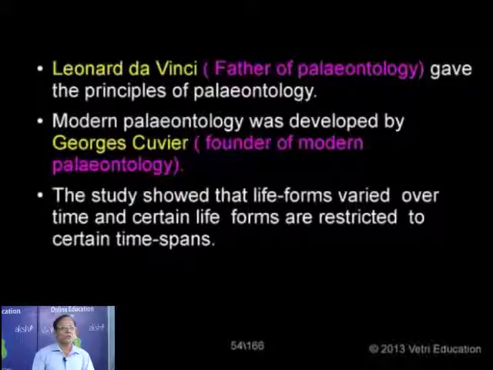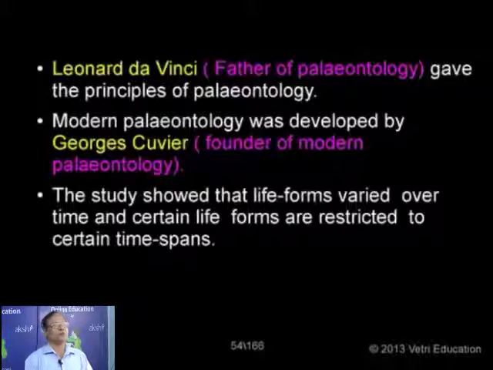When we are talking about paleontology, what did they reveal normally? We had different forms of life over a period of time, and at a certain time only specific organisms were found on the earth. That's why I gave the statement: the study showed that the life forms varied. Different forms occupied the earth over a period of time, and certain life forms were restricted only to certain time spans.